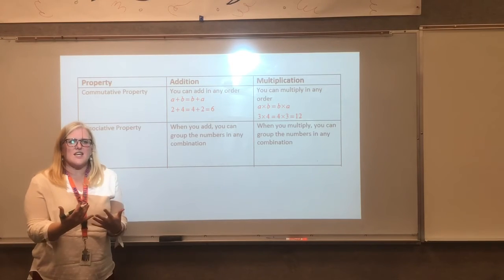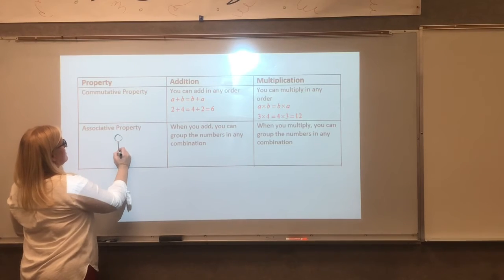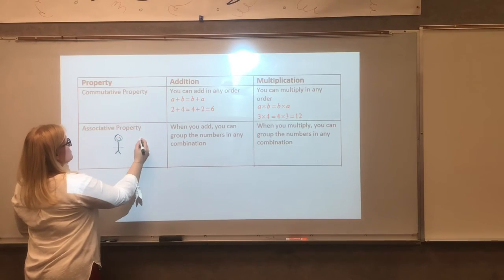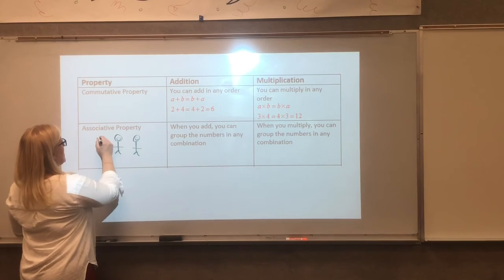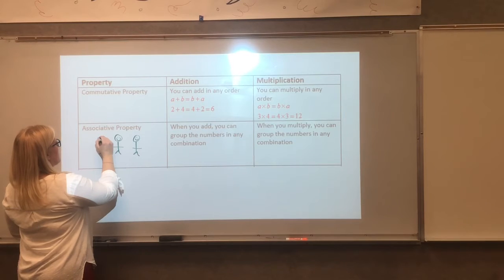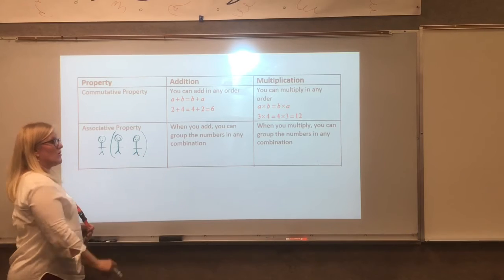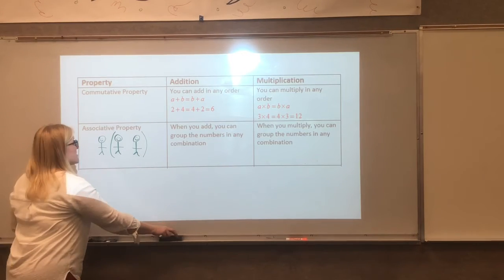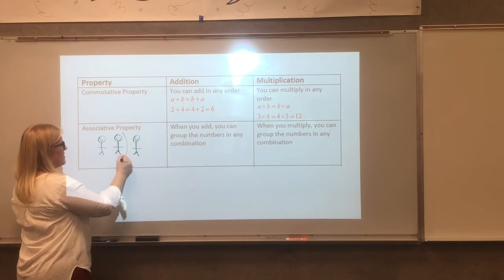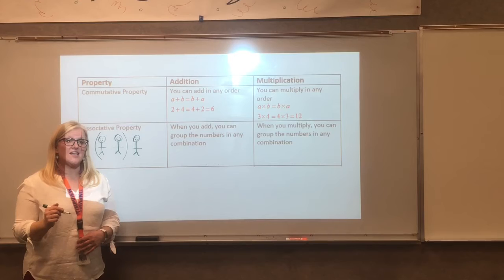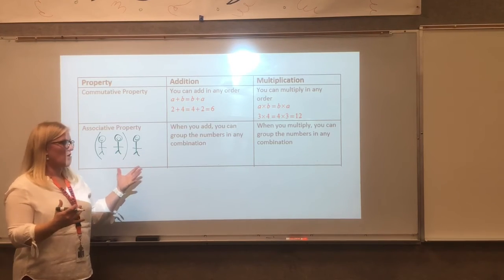Okay, the associative property. If you have an associate, it's like having a friend, right? And say this is me, and this is my friend, and this is another friend, okay? And sometimes I hang out with that friend. And sometimes I hang out with this friend. So these associates, this is a good way to describe the associative property.